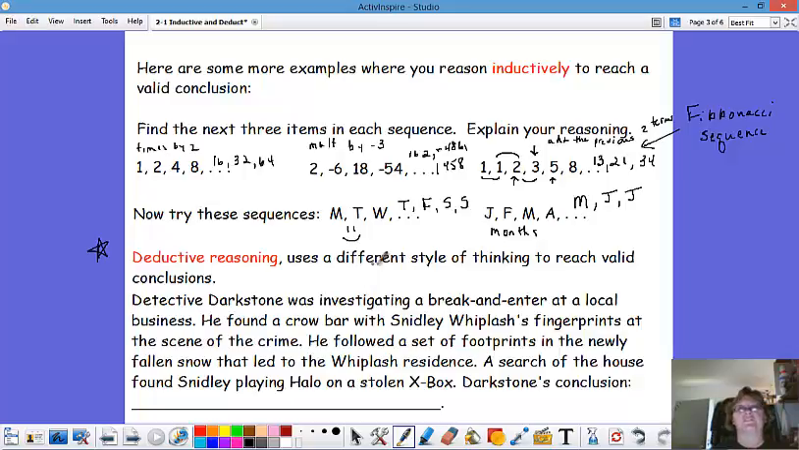So I've got a wonderful story that I want to share with you. Detective Darkstone was investigating a break and enter at a local business. He found a crowbar with Snidely Whiplash's fingerprints at the scene of the crime. He followed a set of footprints in the newly fallen snow that led to the Whiplash residence. A search of the house found Snidely playing Halo on a stolen Xbox. Darkstone's conclusion, well, what do you think? Snidely was the thief. Okay?